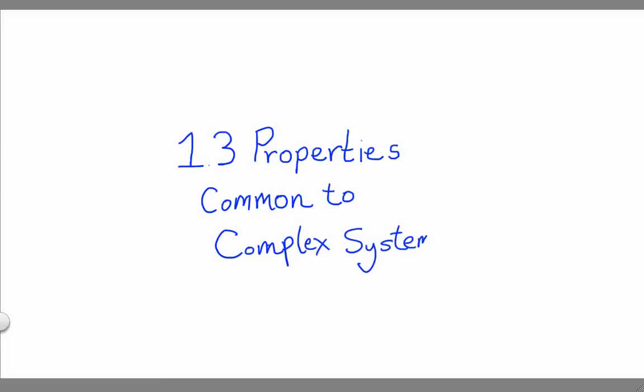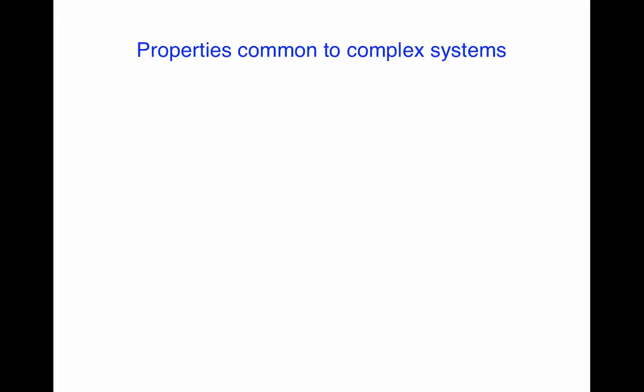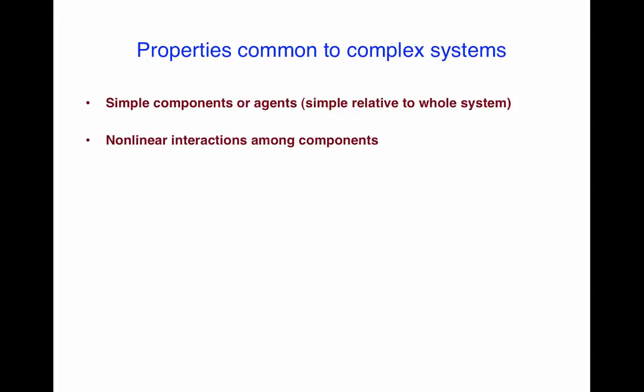Now that we've seen several examples of complex systems, let's try to abstract some of the properties of the ones that we've seen. The first property is one that I've mentioned several times. Complex systems are composed of simple components, often called agents. That is, they're simple relative to the system as a whole. Another common property is that the components of the system interact in nonlinear ways.